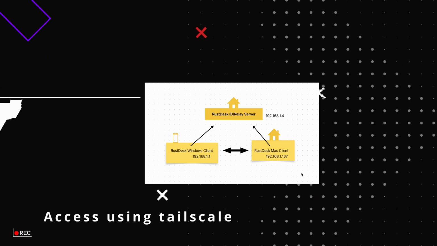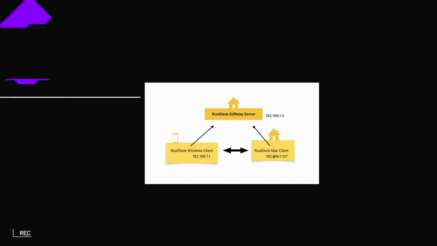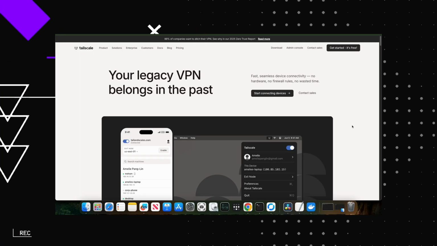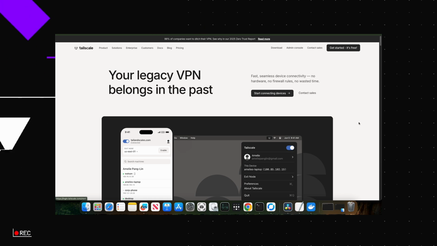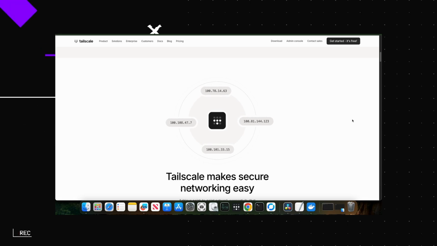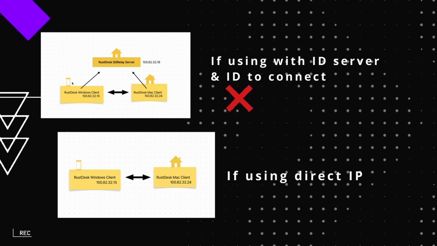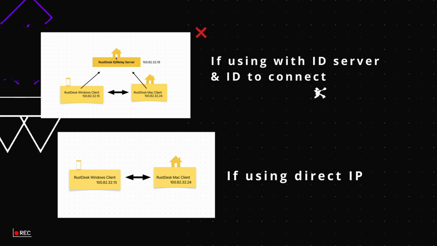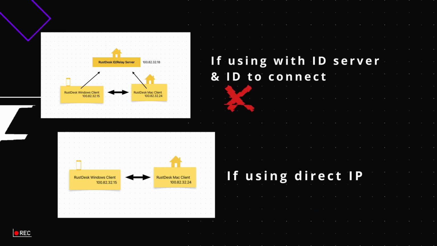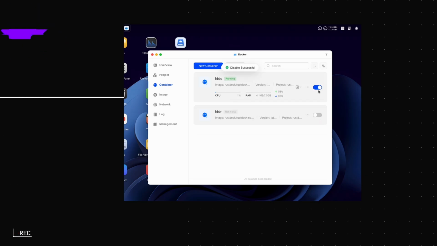Let's say you are trying to access your Mac machine which is at your home using your Windows machine which is in a remote location which does not have access to your LAN. Then you can use something called Tailscale. Once you have Tailscale installed on all your devices, all your devices will be visible to each other in the Tailscale network, which will technically act like a local network. And then you can just use the Tailscale IP address of the respective devices and connect with each other. In this case, the ID server, as I mentioned, isn't required.